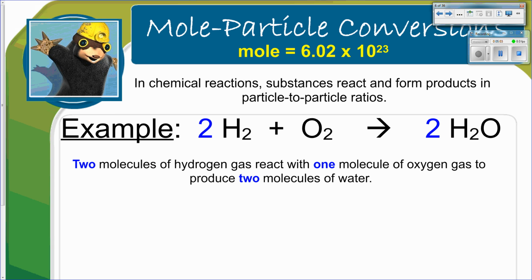So when we're using mole particle conversions, you need to make sure you have the terminology correct. For example, when we're reading a chemical reaction like this, you could read this as 2 molecules of hydrogen gas react with 1 molecule of oxygen gas to produce 2 molecules of water. And this molecule is the same, so if you have 1 mole of it, it would be 6.02 times 10 to the 23rd molecules.